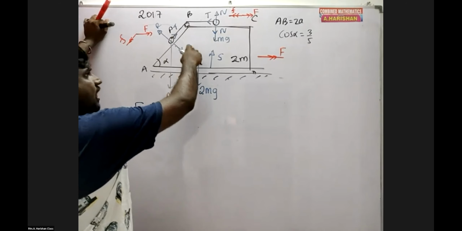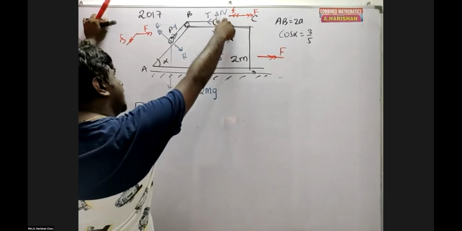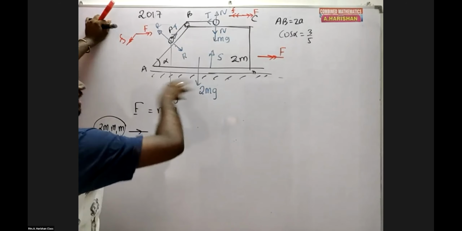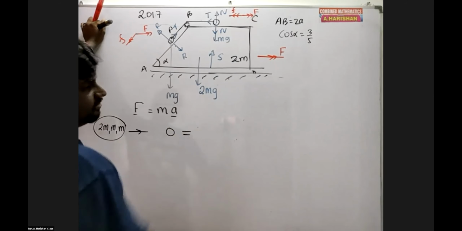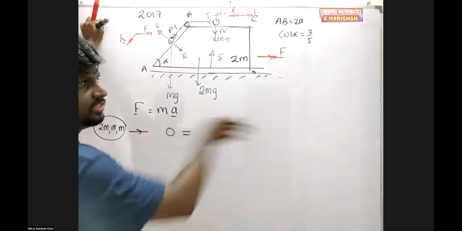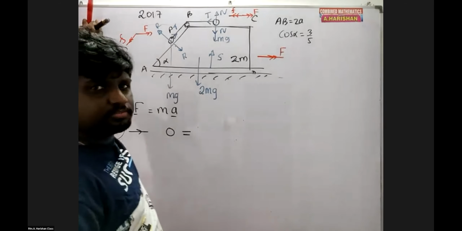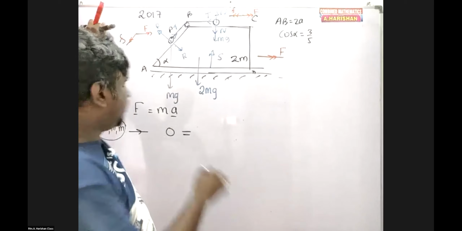There are no forces: R and R cancel, S is perpendicular, N is perpendicular, N cancels, and mg all are cancelled. So there are no forces, right? So zero force acting in this direction. Now what we have to do is m into a.